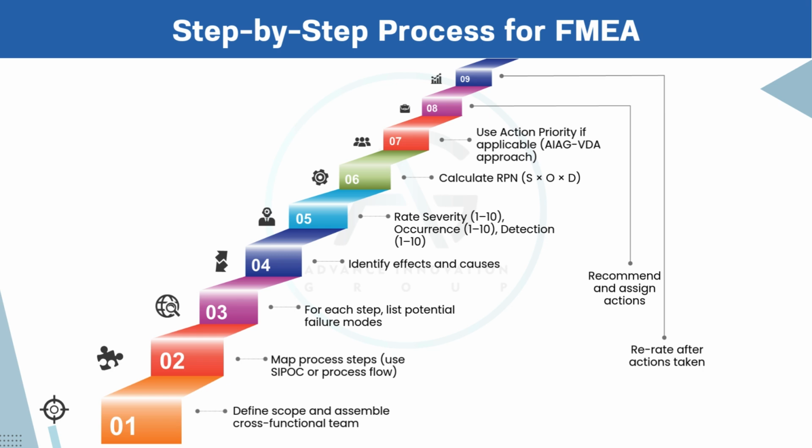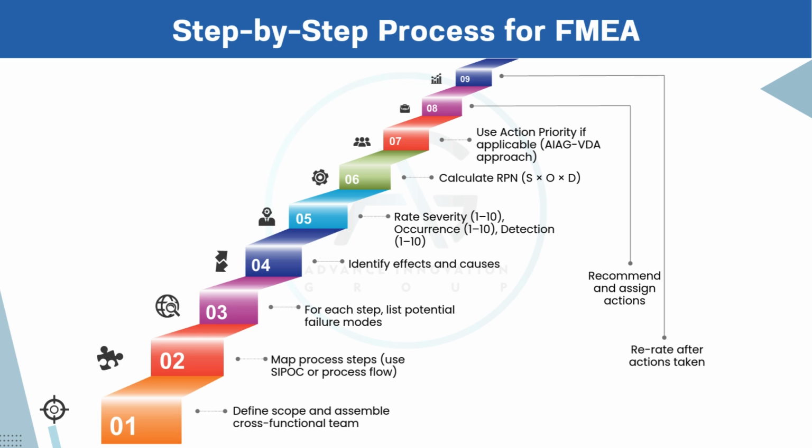Step 5. Rate severity S, occurrence O, detection D, from 1 to 10. Each failure mode is rated on 3 scales. Severity, how bad is the effect? Occurrence, how likely it is to happen? Detection, how easily we can detect it before it reaches the customer.